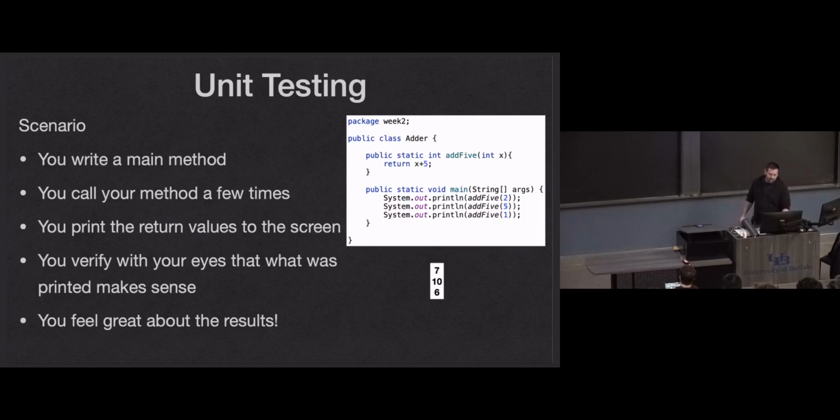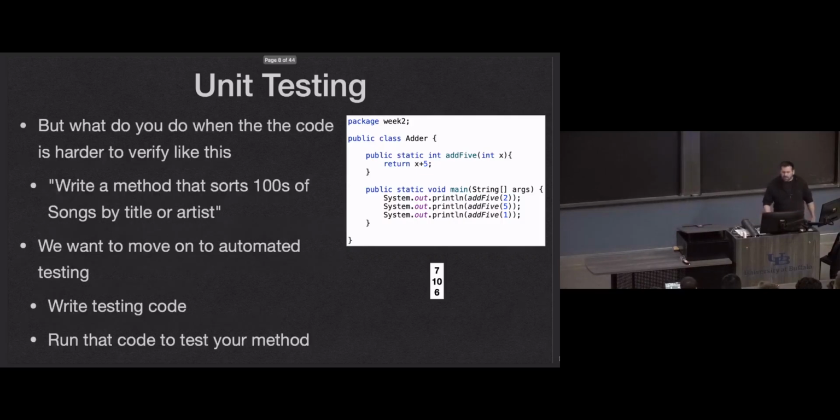Okay, 7, that was the first one, so it's the first line here. 2 plus 5 is 7. 5 plus 5 is 10. That's the 10. 1 plus 5 is 6. That's 6. Okay, so we're good on these 3 tests. It takes a little bit of time to look through those and manually verify. But what happens when the code is more complex than just plus 5?